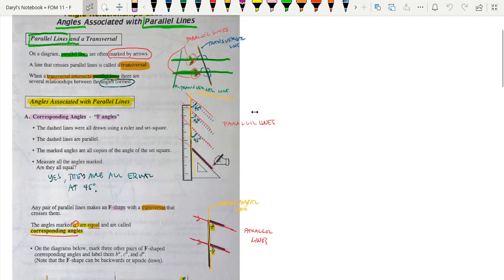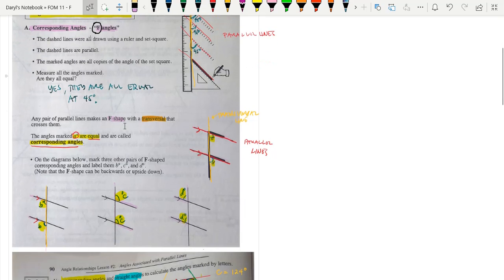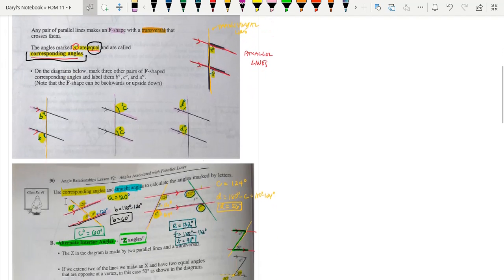The first one that we talked about was the corresponding angles. For the corresponding angles, we use the F pattern to locate them. Corresponding angles are always equal. So these are examples of the corresponding angles.